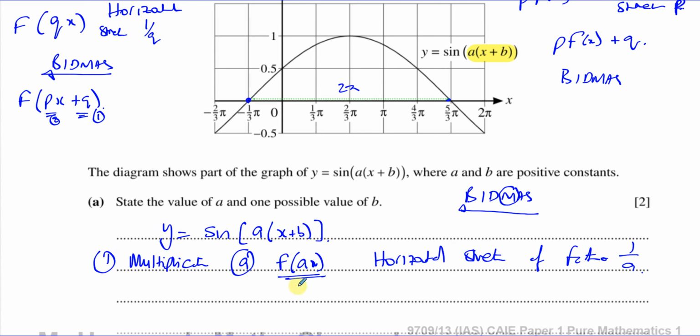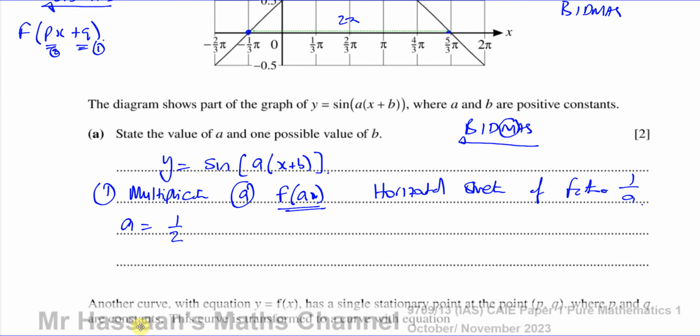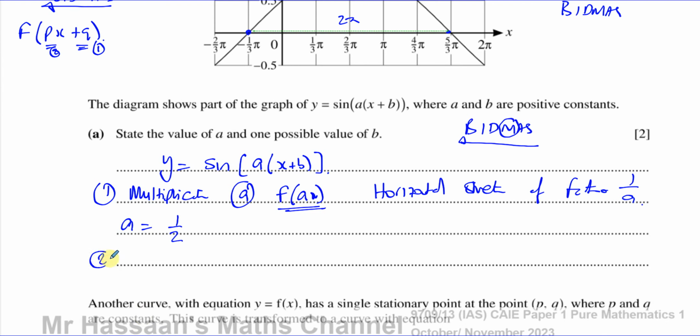Okay, so what we can say here is a has to be equal to a half because it's been stretched by a factor of 1 over a, the reciprocal of a, right? So a has to be a half because the stretch factor is 2. Okay, so that's what we deal with first. And then the second thing we have to deal with is what's inside the bracket. And what's inside that bracket is an addition, the plus b. So now we're going to deal with the x plus b part.